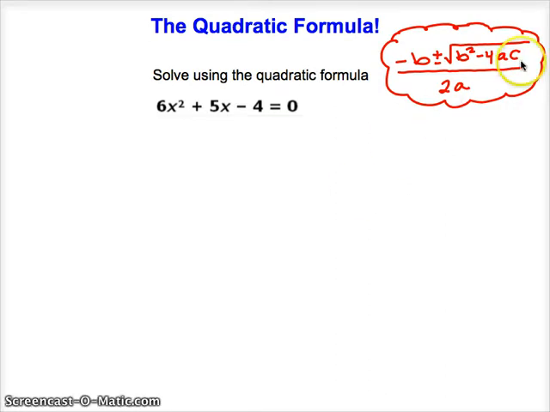Up to the top right, you can see the quadratic formula. It is negative b plus or minus the square root of b squared minus 4ac all over 2a. Let's look at an example.